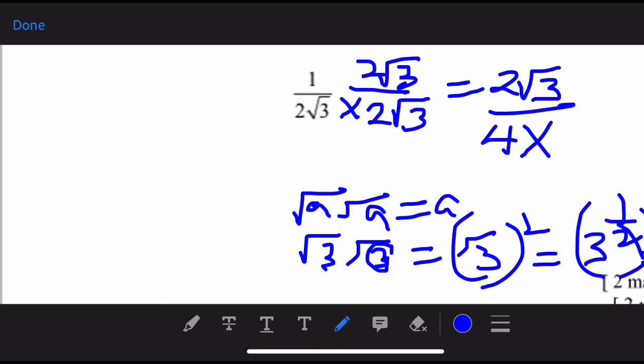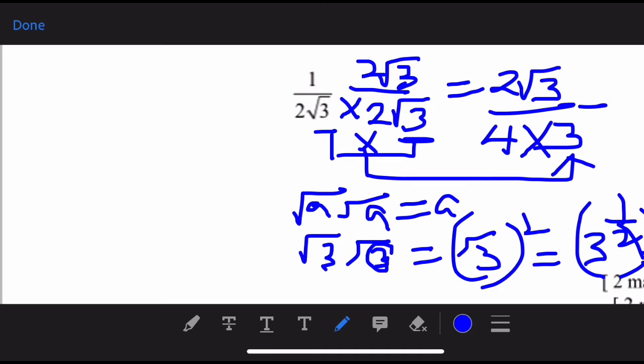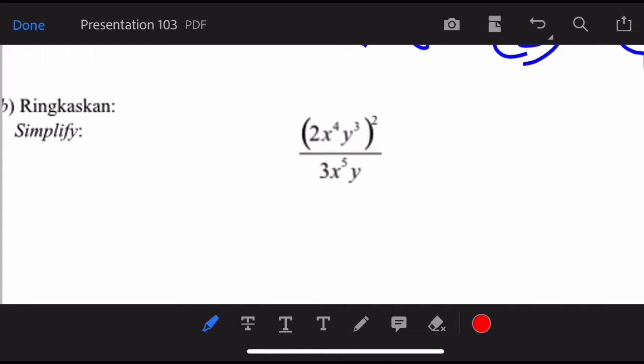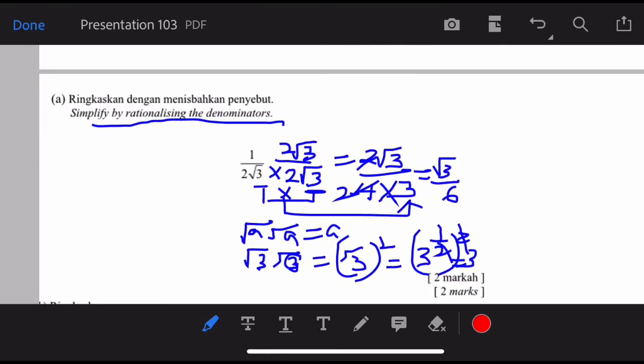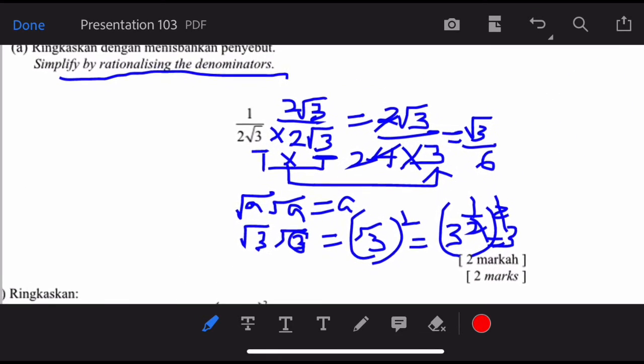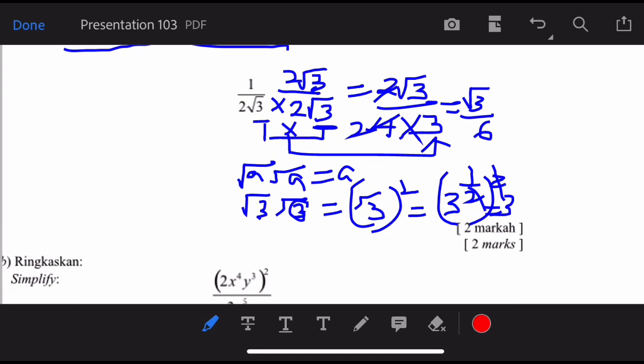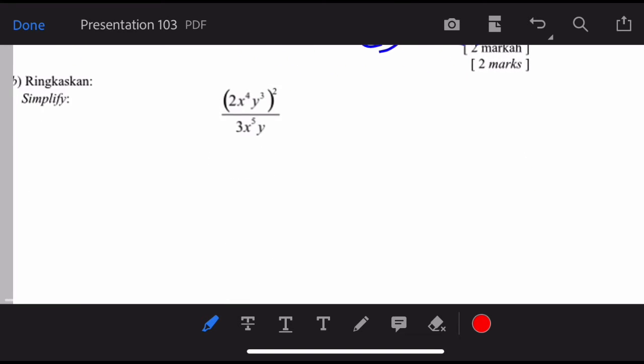So we just write 4 times 3, right? These 2 will give you 3. When you multiply these 2, it will produce 3. Then you simplify this one by 2, so the answer is root 3 over 6. That is the answer, which is the simplest form. So this is quite simple, right? I think you can do. Root 3 over 6 is quite easy. So the answer is just root 3 over 6. Okay, so let's proceed to question number 2.